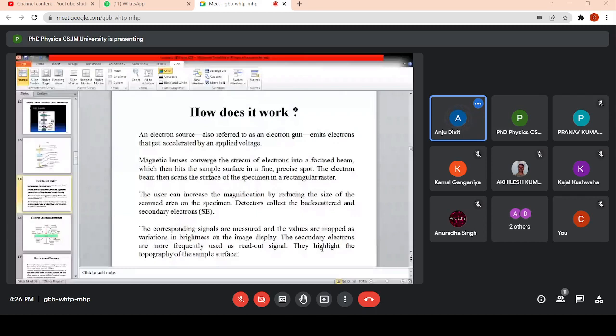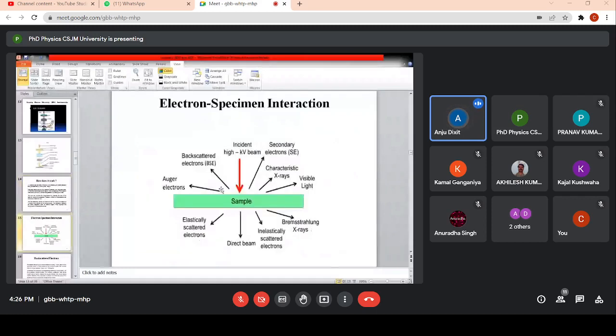So this diagram is basically showing electron specimen interaction. This takes place when the electron beam interacts with the sample. So you can see the incident beam is there. That is a high energetic beam, in kilovolts. The electron beam is interacting with the sample.